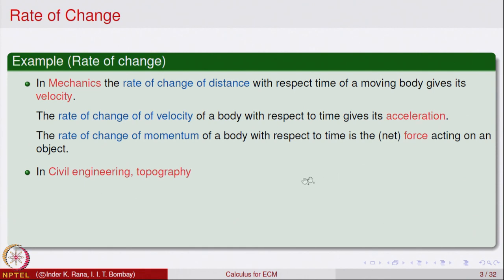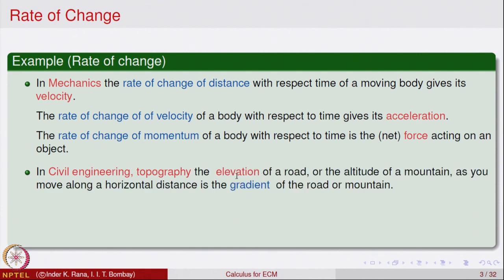In civil engineering, suppose there is a road which is uphill, going upwards or sloping downwards, and then you are moving on that, or you are moving towards a mountain. The rate of change of elevation gives rise to the notion of the gradient in civil engineering or in topography.